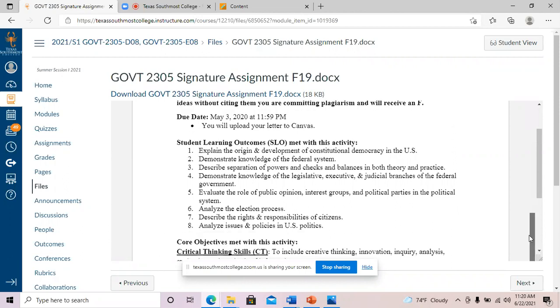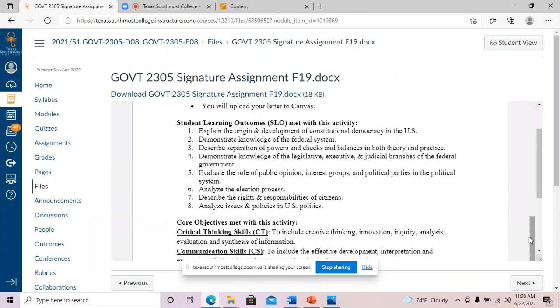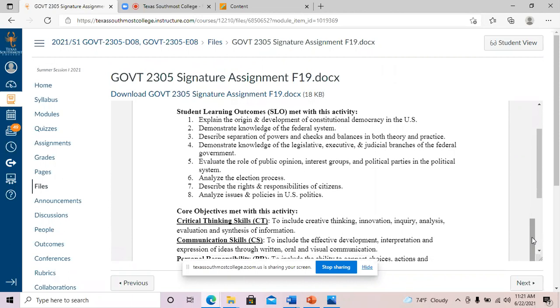But I do expect y'all to do your research. When you do your research, and if you do take some stuff from there, definitely do cite it, okay? And things like that. So yeah, that's that.